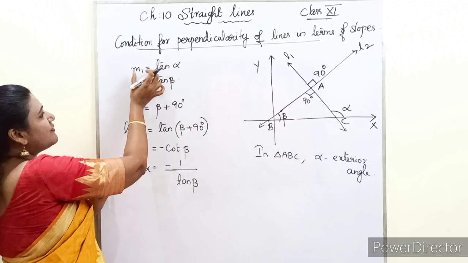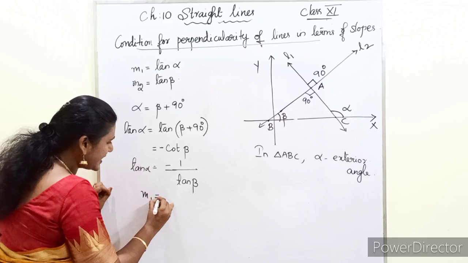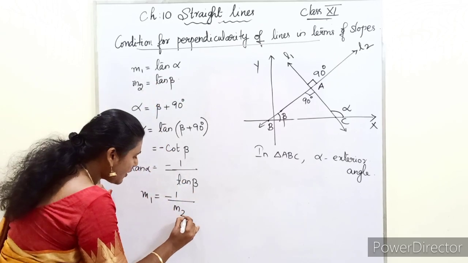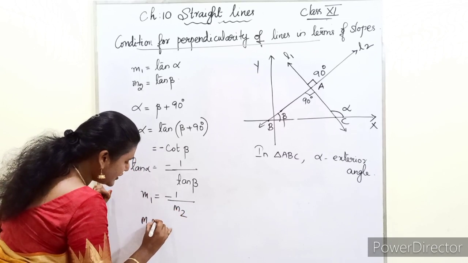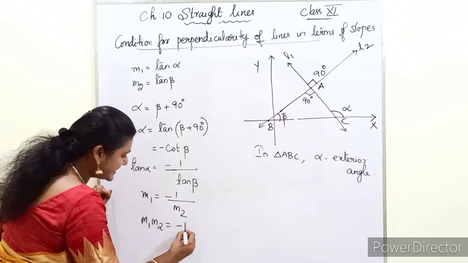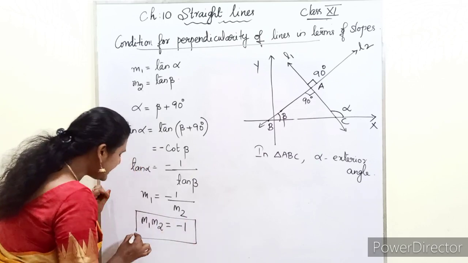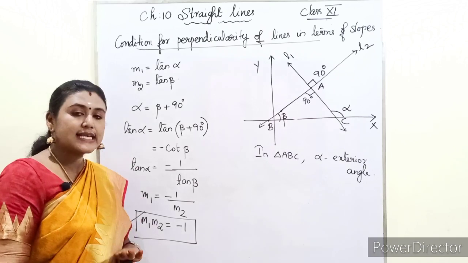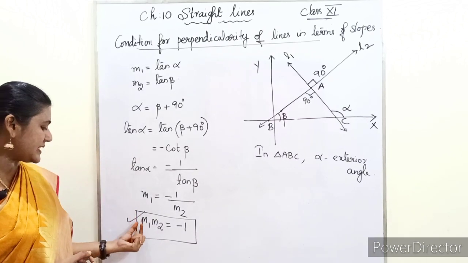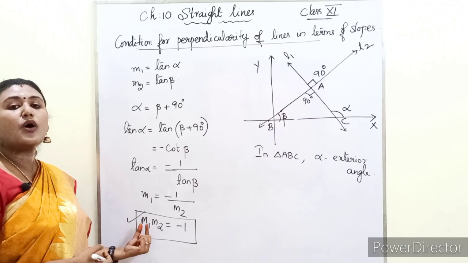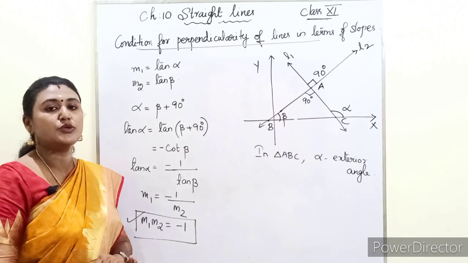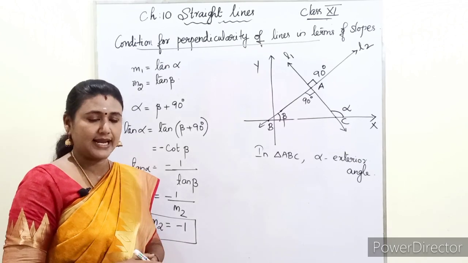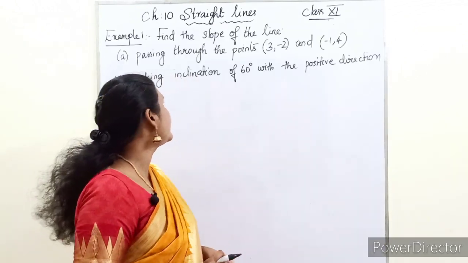And what is tan alpha? M1. So M1 is equal to minus 1 by tan beta, which is M2. When you cross multiply, we will get the condition M1 into M2 is equal to minus 1. So this is the condition for perpendicularity. So if two lines are perpendicular with slopes M1 and M2, then the product of the slopes will be equal to minus 1. So this is the condition for perpendicularity of lines. So let us see a few example questions.